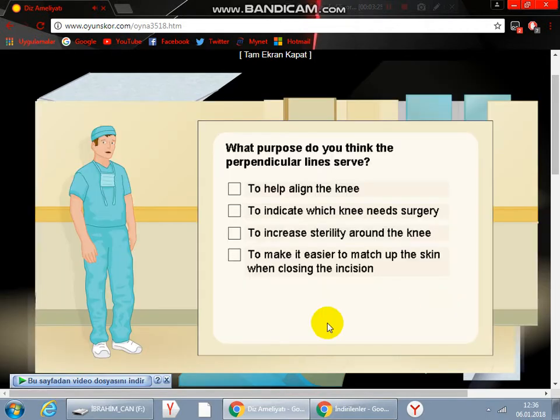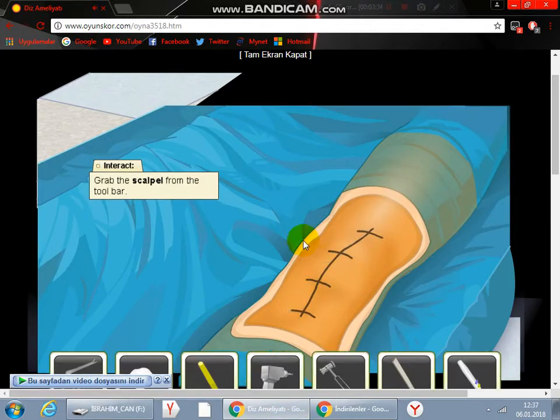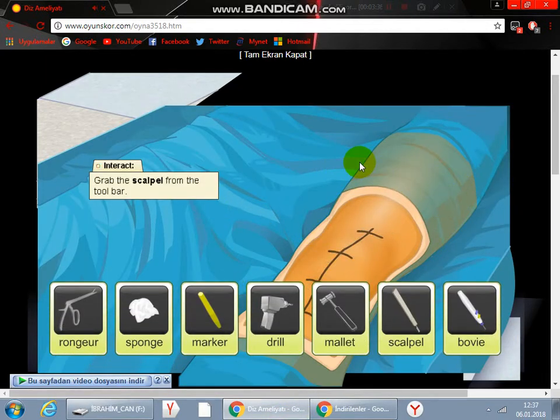What purpose do you think the perpendicular lines serve? Outstanding. Now for the incision. Take the scalpel and cut the skin following your markings.